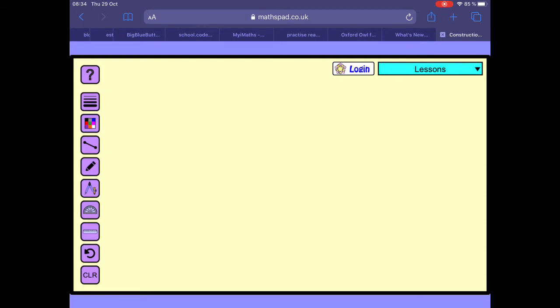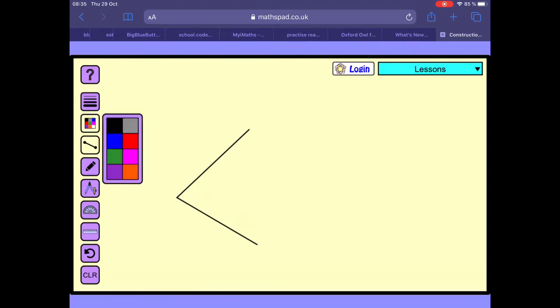is how to bisect an angle. So bisect an angle means we're going to cut an angle in half. So what I suggest you do is you draw yourselves a nice looking angle like so. This would be given to you in the exam, such as the case may be.